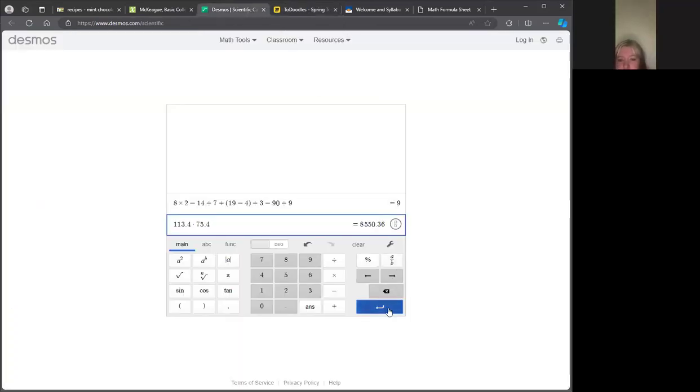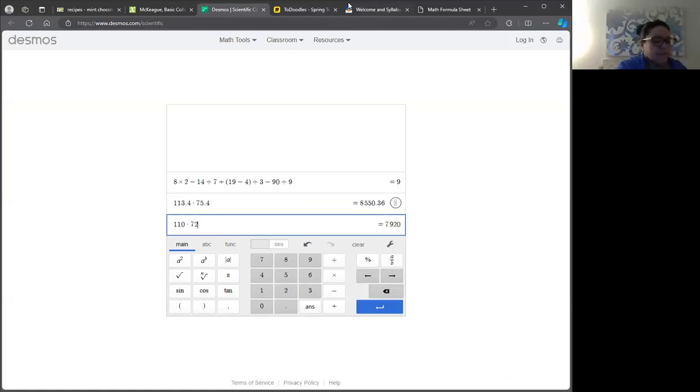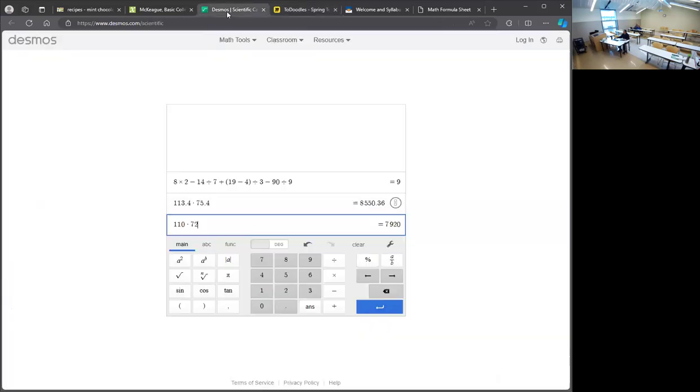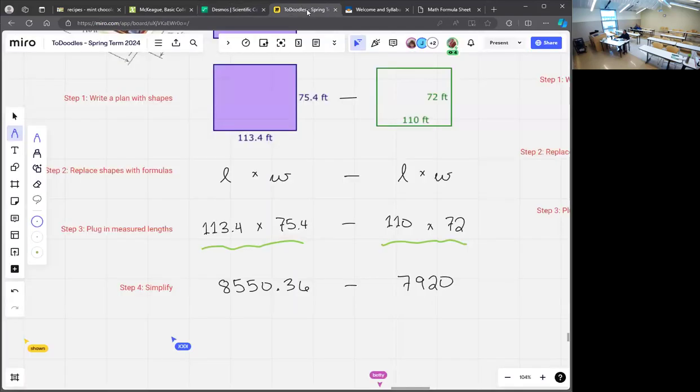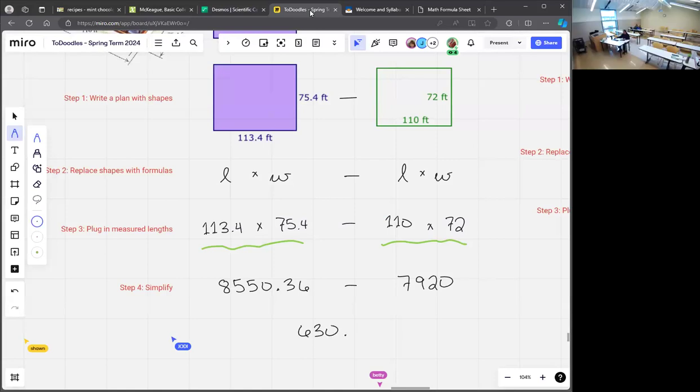$110 times 72 is 7,920. And then that minus the 7,920, yep, 630.36. Good, did it. And the label for this would be square feet.